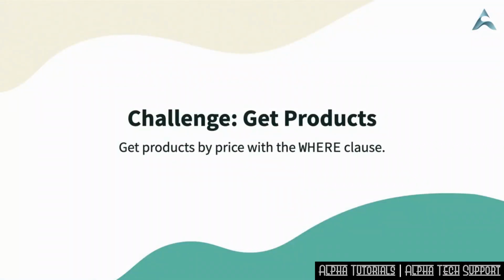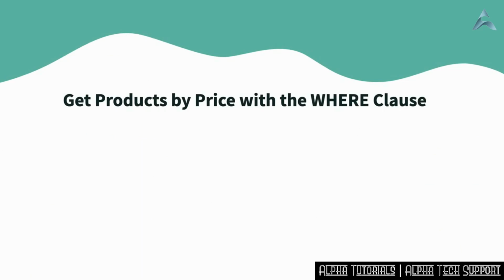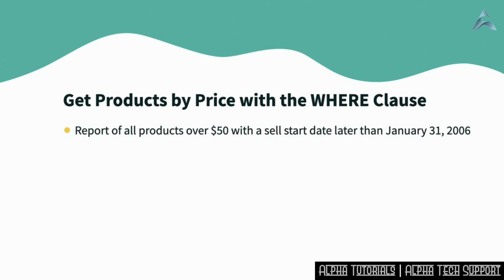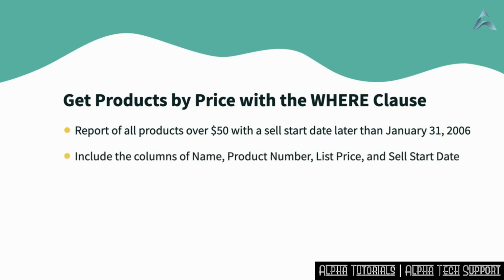Before we move on, let's give you a little bit of time to practice with your new query skills. The bike shop is wanting to run a sale on some of the oldest products in our store. They want to offer free shipping on this promotion, so they only want this sale to include items that cost $50 or more. And make sure the items in the report have a sell start date that is before January 31st, 2006. Management would like the report to only include the columns of name, product number, list price, and the sell start date.